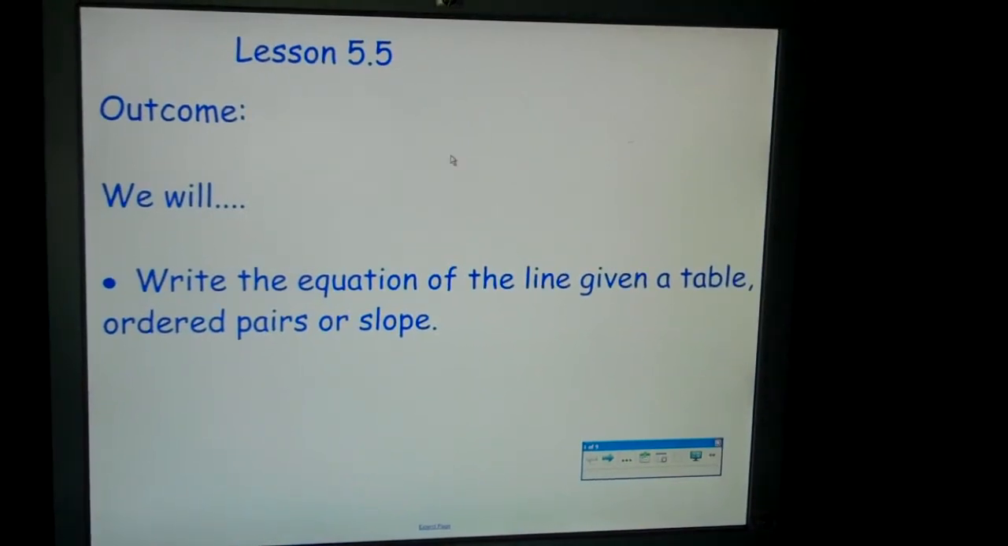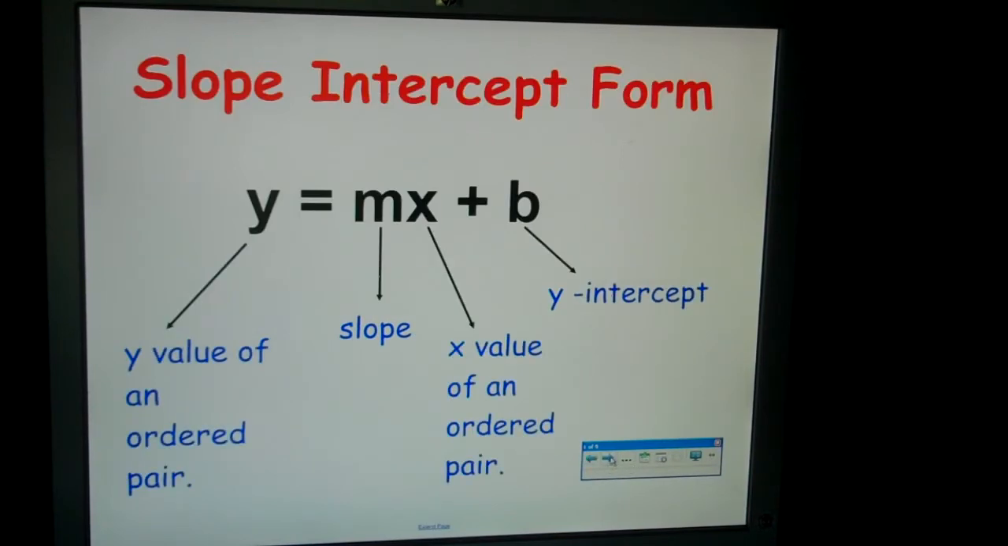Okay, lesson 5.5. In this outcome, we will write equations of a line given a table, maybe ordered pairs, or given the slope. Okay, so we're going to be writing equations. So you need to recall a very important equation that we learned in the last video. This one right here, slope-intercept form. There are only two formulas that you have to remember for this unit, and this is one of them.